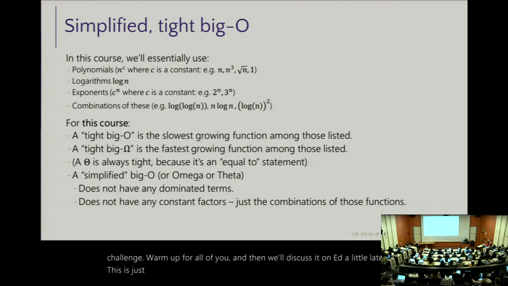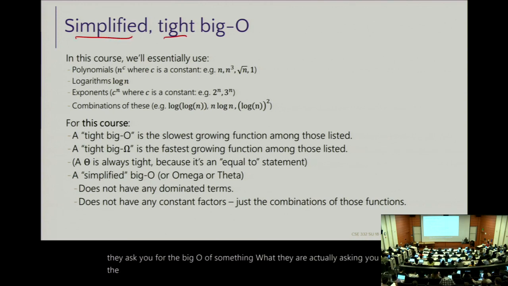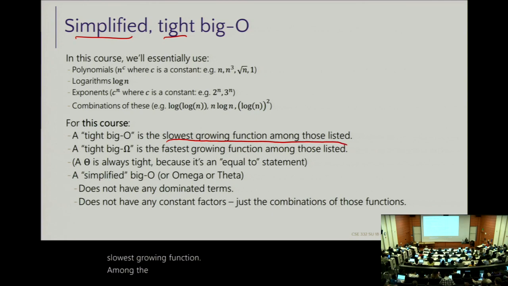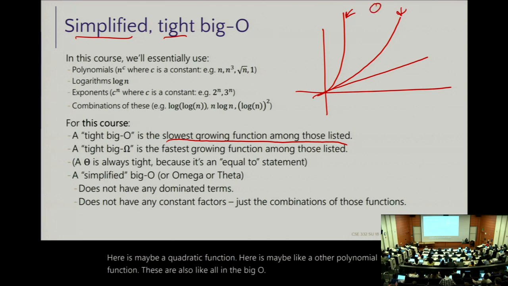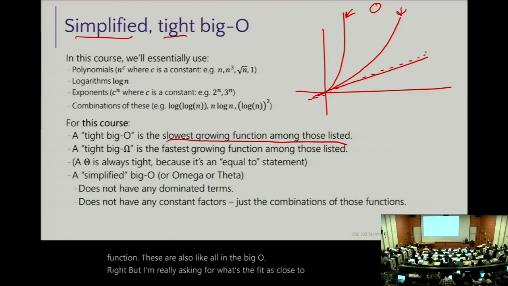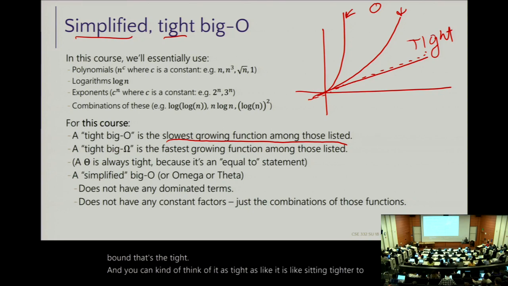This is just some clarifications on when we say big O. Remember how I said you could technically say that everything's bounded by n factorial. That's technically true. A lot of times when you are interacting with somebody from industry and they ask you for the big O of something, what they are actually asking you for is the simplified tight big O, which means you have the slowest growing function among the upper bounds. So if I have a linear function, here's maybe a quadratic function, here's maybe another polynomial function. These are also all in the big O, right? But I'm really asking for the fit as close to this as possible, but still an upper bound. That's the tight. You can think of it as sitting tighter to the actual growth rate. So that's what that word means there.